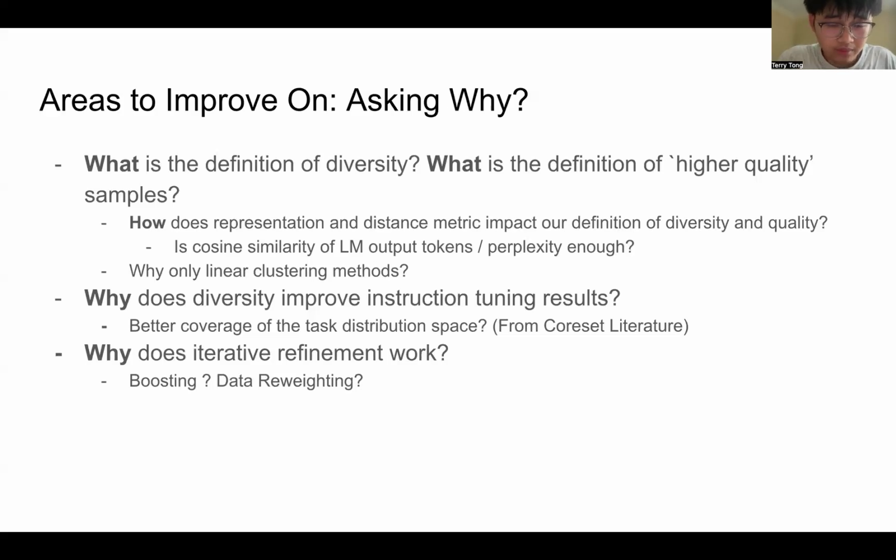Also, I think it's important to ask the question, why does diversity really improve instruction tuning results? Is it because of better coverage of the task-based distribution? This is usually the explanation from the core set literature.